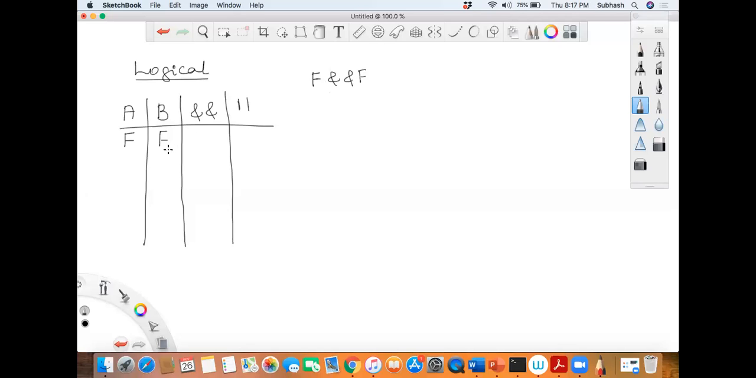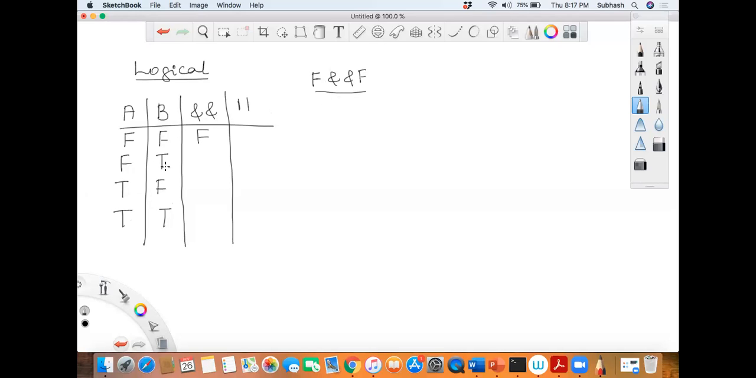So false and with false, okay, and then false, true, and then true, false, and then you will have true and true. Now can you tell me the result of this, guys? Tell me what will happen. False and with false will result in what? False. If I say false and with false, what will be the result? It should be false.